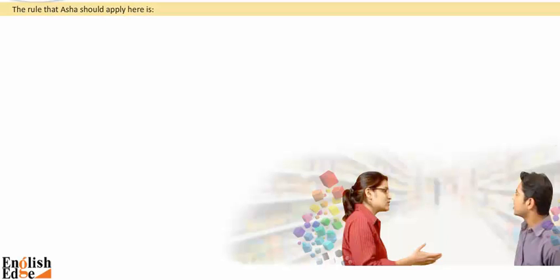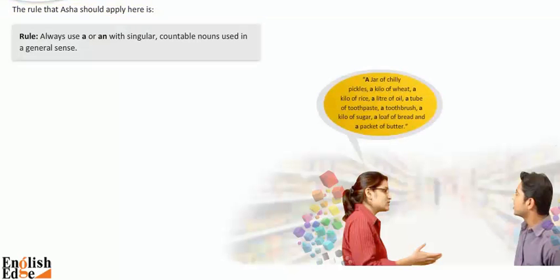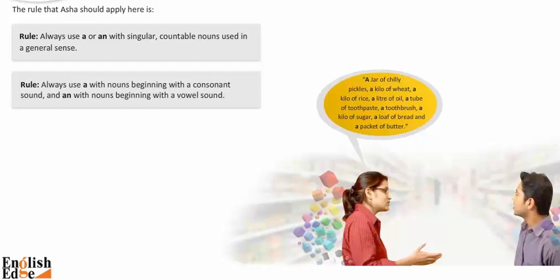Now let's go through the errors in Asha's list. The rule that Asha should apply here is, always use a or an with singular countable nouns used in a general sense. Also, always use a with nouns beginning with a consonant sound and an with nouns beginning with a vowel sound.